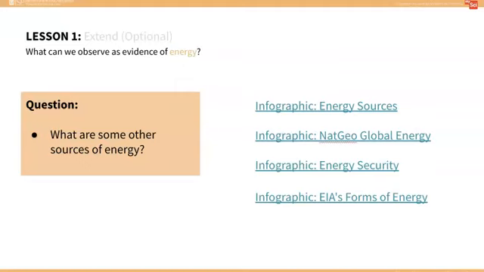In the optional extend activity, students have the opportunity to learn about other sources of energy, specifically renewable and non-renewable sources. Students can also answer the discussion questions for exploring careers in renewable energy. In addition, students can view and interpret infographics on energy to learn more about our energy needs, where we get most of our energy, and how energy is changing.